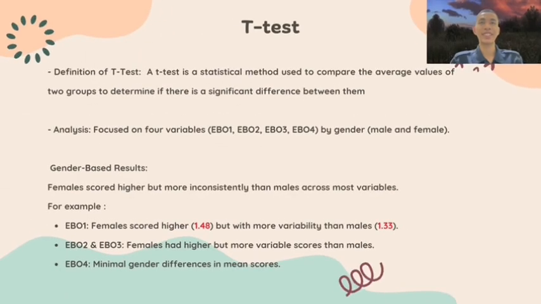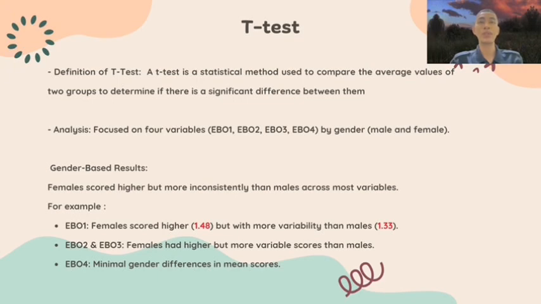The next is the t-test. Definition of t-test: a t-test is a statistical method used to compare the average values of two groups to determine if there is a significant difference between them. For the analysis, it focuses on four variables: EBO1, EBO2, EBO3 and EBO4, by gender, male and female.